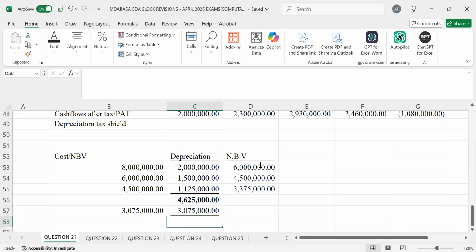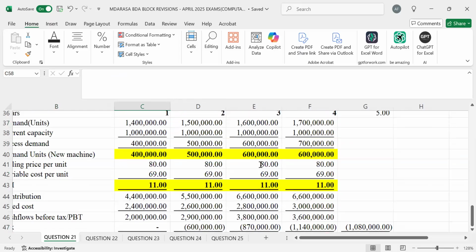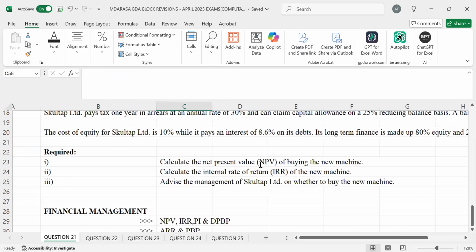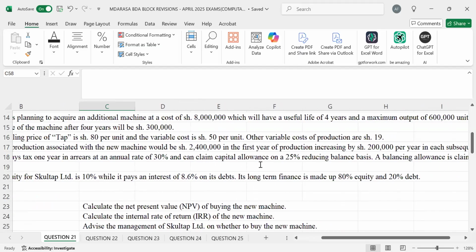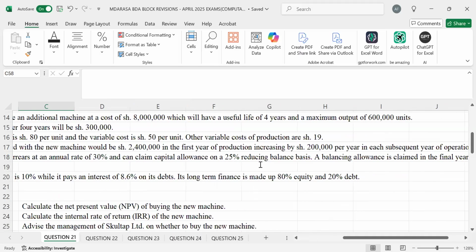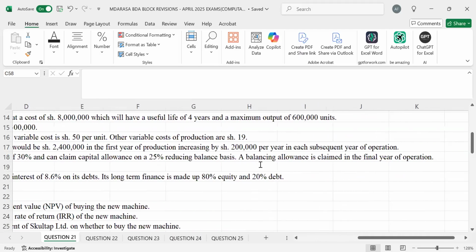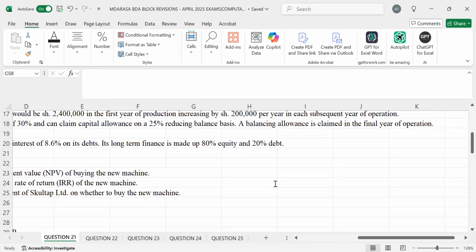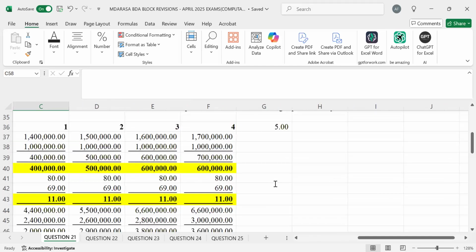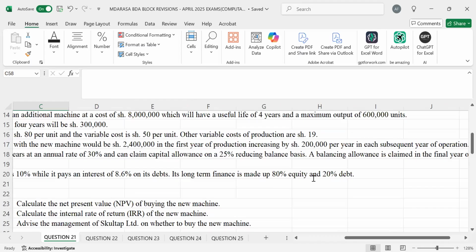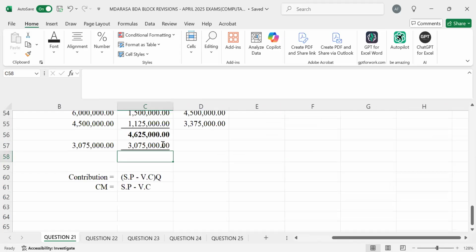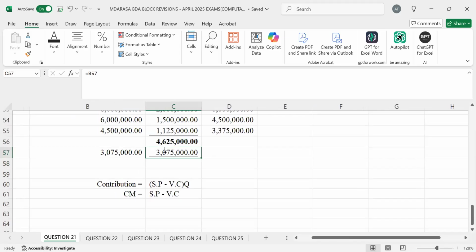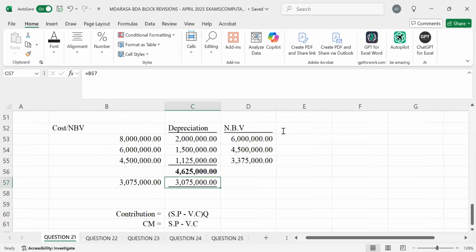We are following this statement here. You're following the statement that you're given there clearly. The company pays tax 1 year in arrears at an annual rate of 30% and can claim capital allowance on a 25% reducing balance basis. A balancing allowance is claimed in the final year of operation. So the balancing allowance, whatever has remained, we're going to claim all of it in the final year of operations.